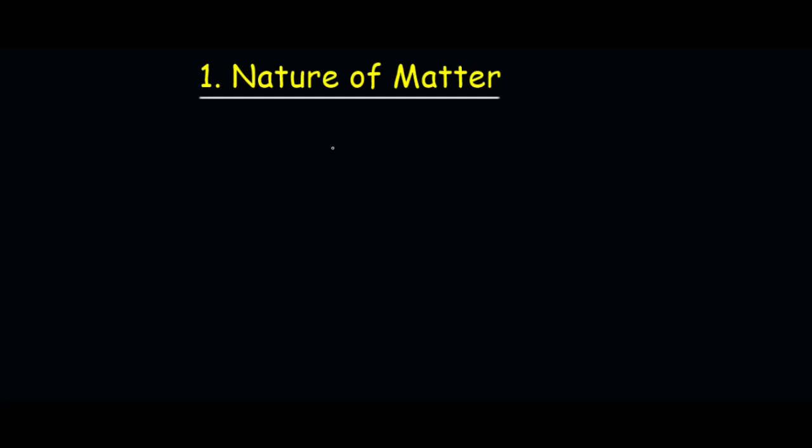Now, when we talk of the nature of matter, we are simply talking about the form in which matter appears. Right? The form in which matter appears. That is the nature of matter. You agree with me that in our environment, the things that surround us come in different forms. But we can group all the matter that we are surrounded with into three different forms.